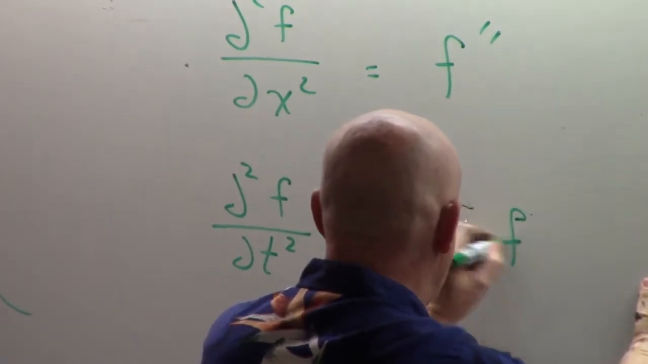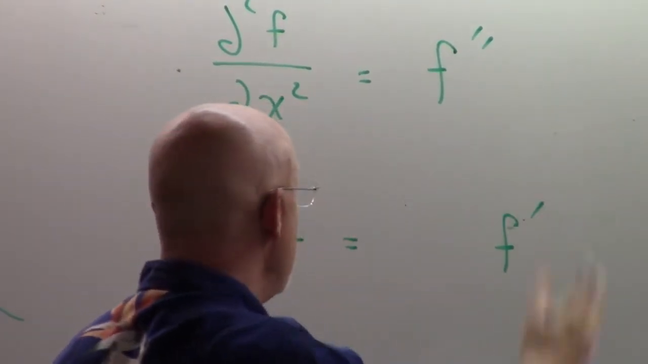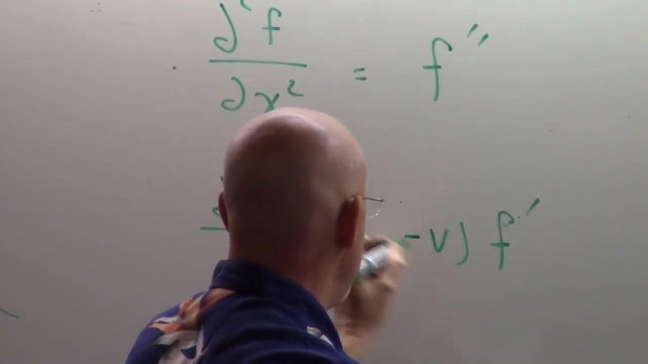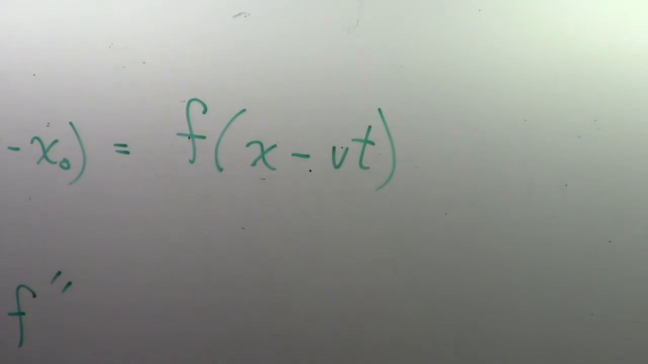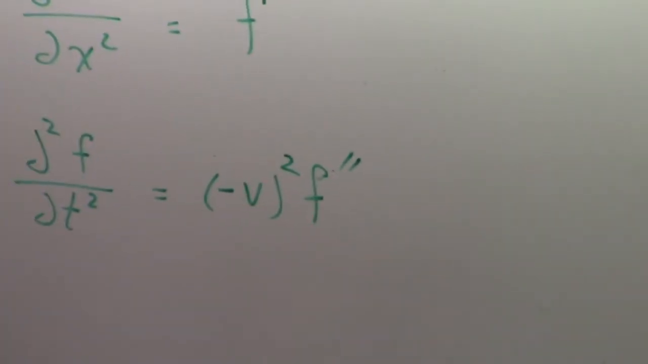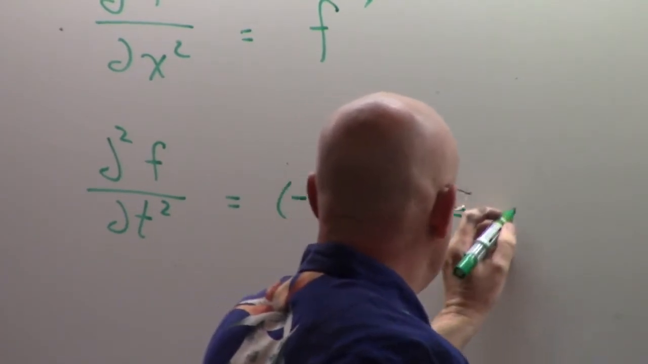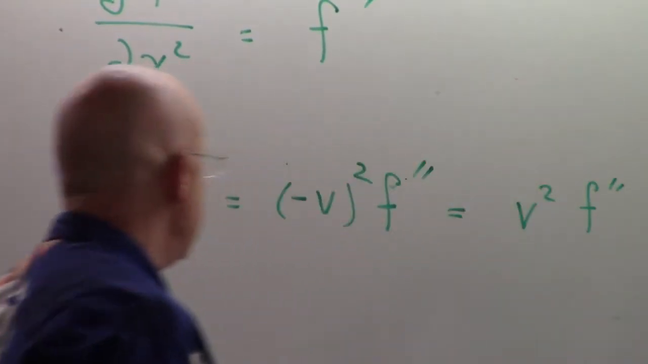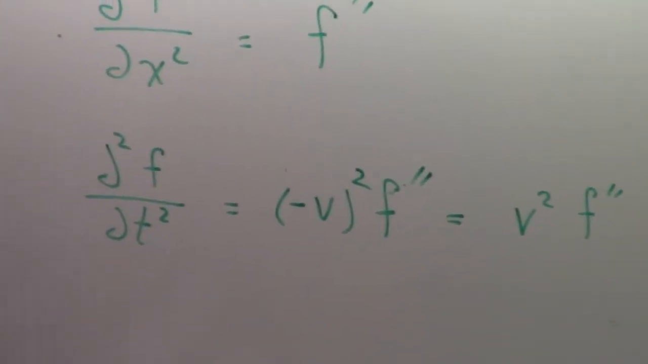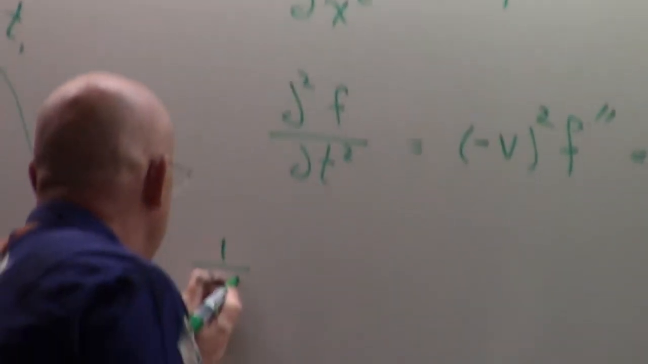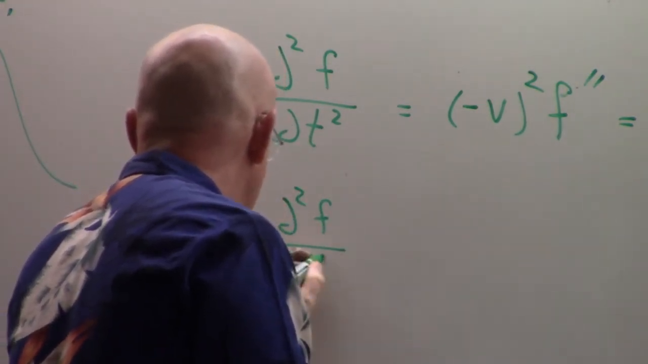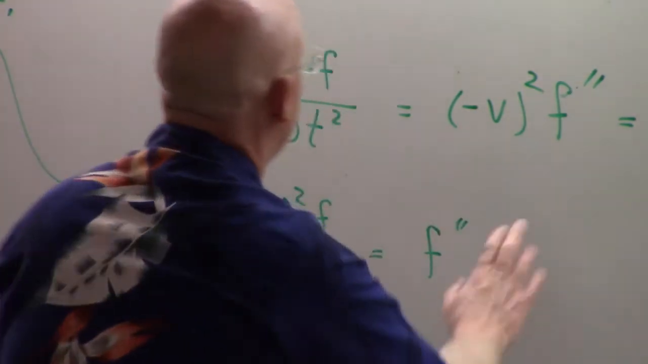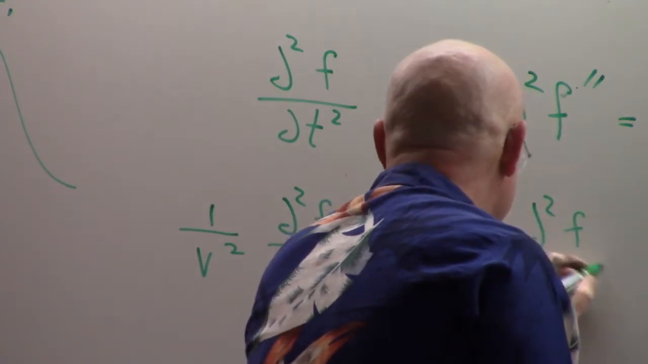Well, the first time I took the derivative, I would get f prime. The chain rule would then give me a negative v. So then when I went to take the derivative with respect to time a second time, I would have an f double prime and another chain rule, which of course the negatives would simplify and become v squared f double prime. If I moved this over to here, it would become 1 over v squared times the second derivative with respect to time, which would equal f double prime. And f double prime is equal to the second derivative of f with respect to x.